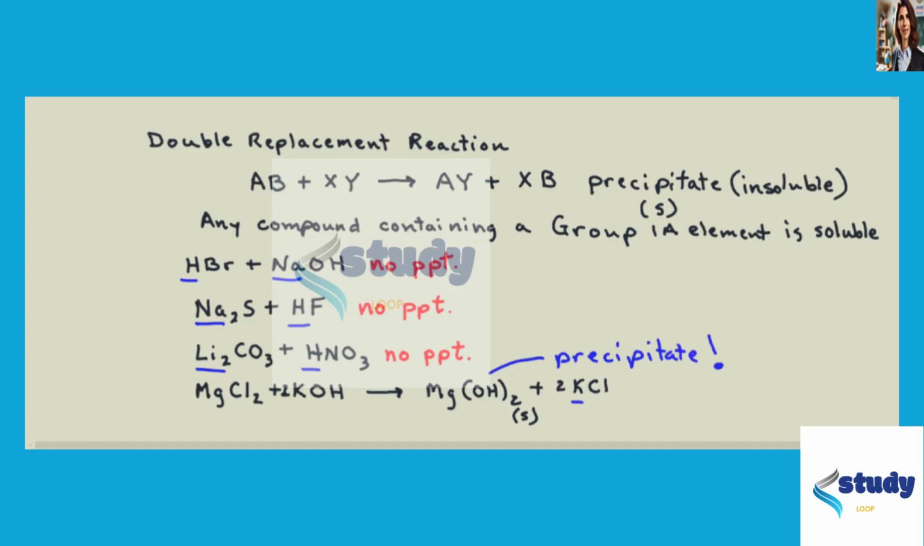All right, so this is the only pair of solutions that is going to produce a precipitate. The others may form a reaction because they're producing a liquid or a gas, but the others are not forming a precipitate. So only the last combination will produce a precipitate.